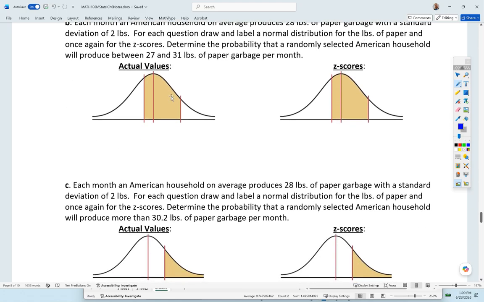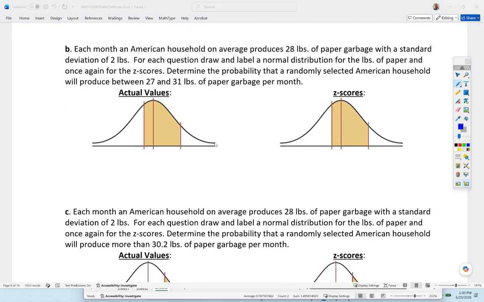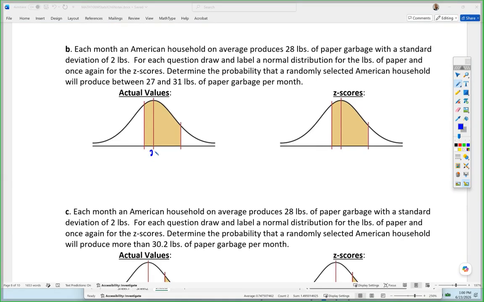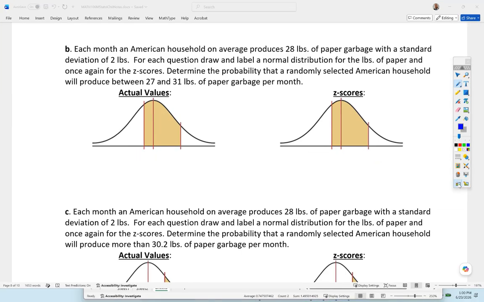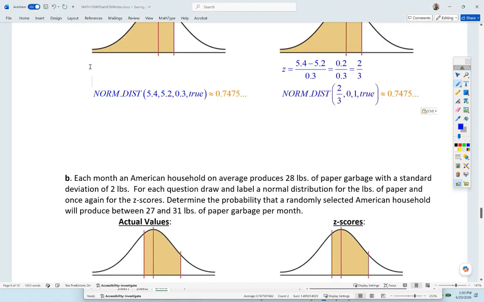Okay, let's say we have household trash. The average household is 28 pounds, right? And we want between 27 and 31 pounds of trash. What proportion of the population does that represent? So I mean, we need a negative z-value here, we need a positive z-value here, and this is obviously 0 z-value there, correct? So either way, it should work out. Okay? All right, before we go on, let's put the other one up here, right? So that's what we did up there.